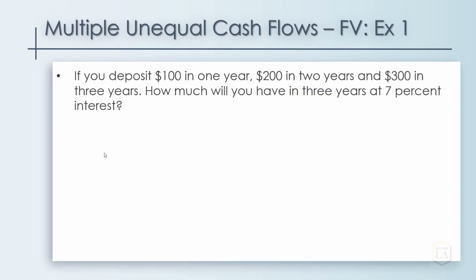Okay, so let's start from multiple unequal cash flows. And here, we will start directly with an actual example. So the question asks, if you deposit $100 in 1 year, $200 in 2 years, and $300 in 3 years, then how much would you have in 3 years? What's different from the previous class is we started with a lump sum single cash flow. But right now with this example, we have multiple cash flows along the time period.